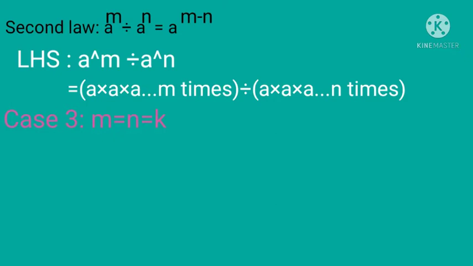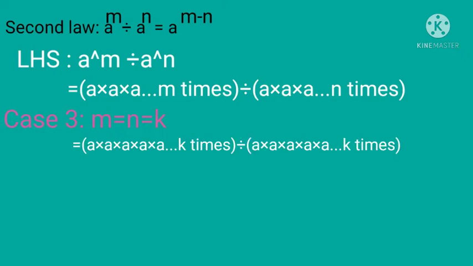Case 3, when m is equal to n, equal to k. This implies both numerator and denominator terms are equal. This can be written as a up to k times divided by a up to k times. Since numerator and denominator are equal, they cancel, giving us 1. This is an important result which can be used to prove the last law of exponents.